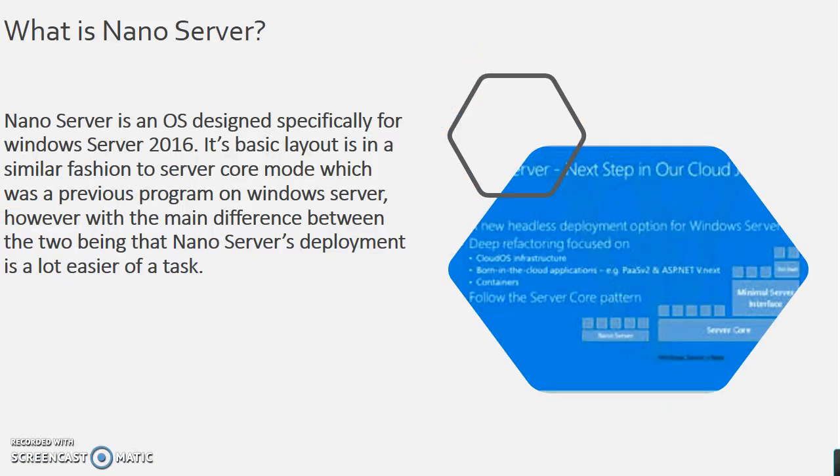What is a Nano server? Nano server is an operating system designed specifically for Windows Server 2016. Its basic layout is in a similar fashion to Server Core mode, which was a previous program on Windows Server. However, the main difference between the two is that Nano server's deployment is a lot easier of a task. Since it's mostly remotely controlled, you don't have to physically attach to a lot of devices to deploy it. That's the main thing that makes it a lot easier than the previous Server Core mode.